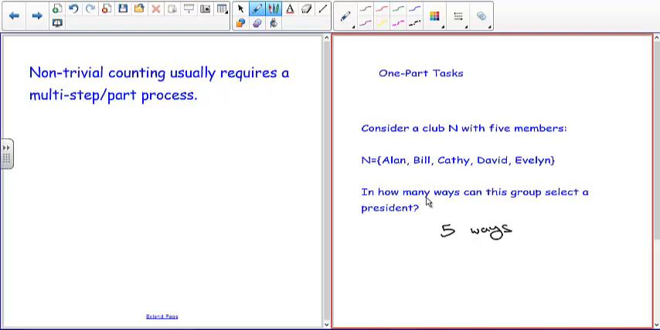Now a 2-step process would be, how many ways can I select a president and a vice president where the same person cannot be both president and vice president? We'll get to that kind of thing in a little while.